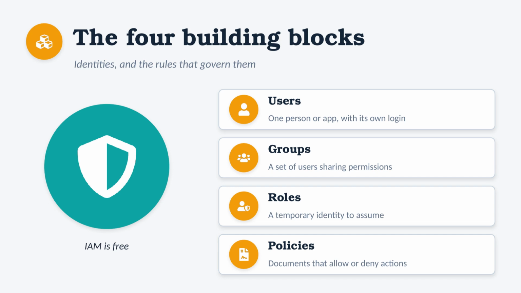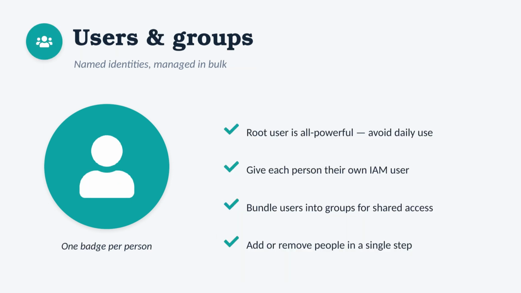When you first open an AWS account, you get what's called a root user. That's the all-powerful owner account tied to your email. And the very first piece of advice everyone gives is, don't use the root user for day-to-day work. It's too powerful. Instead, you create individual IAM users with only the access they actually need. Think of users like named badges. Each person gets their own, so you always know who did what.